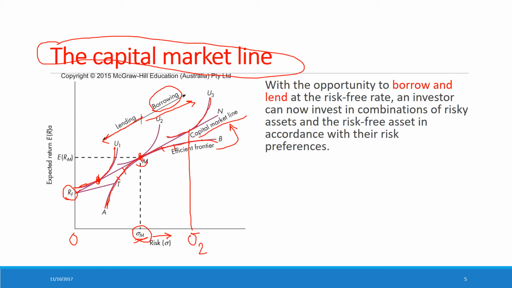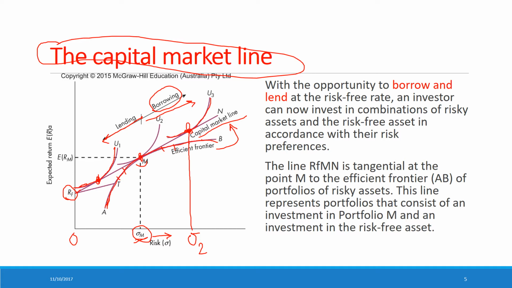This is where our utility curve cuts the capital market line, and this is the portfolio that we choose. So in this portfolio, we have 100% of our asset allocation going into the market portfolio, and our capital includes both our equity plus the money that we borrow.